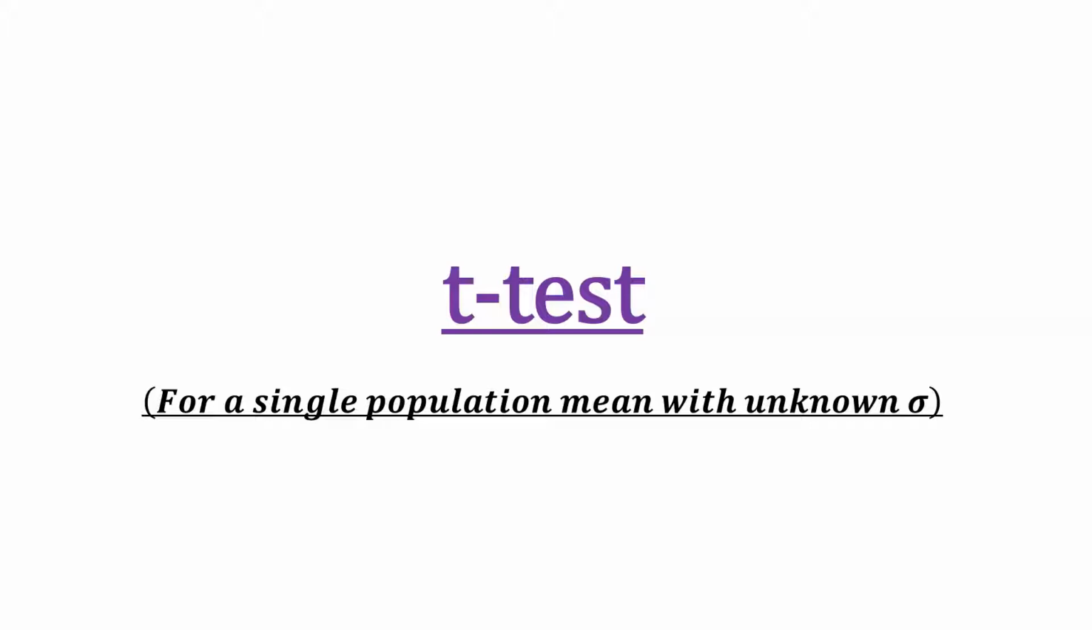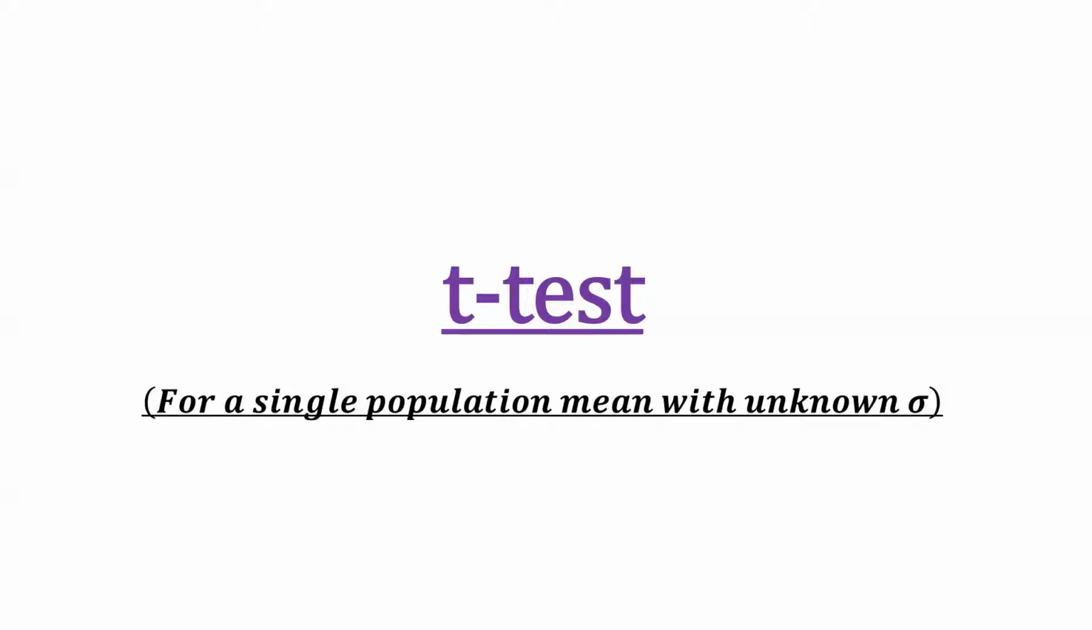But when we introduce the t-test, we simply say that the t-test is used when sigma, which is the population or the true standard deviation, is unknown. All right, do you see the difference between the z-test and the t-test? Let me repeat. The z-test is for known sigma. The t-test is for unknown sigma.